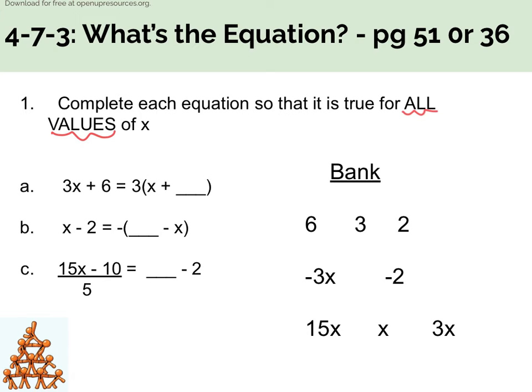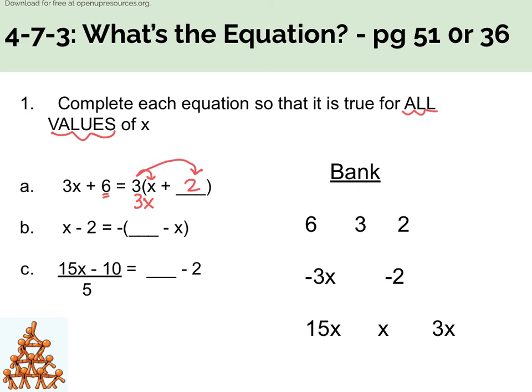So what can we make it so that, remember, both sides are going to equal? So if we look at it, we go 3 times x is 3x. And then I need 3 times something, and it needs to equal 6. Well, let's say 3 times something equals 6. Oh, that needs to be 2. Okay, all right. So now let's look at B.